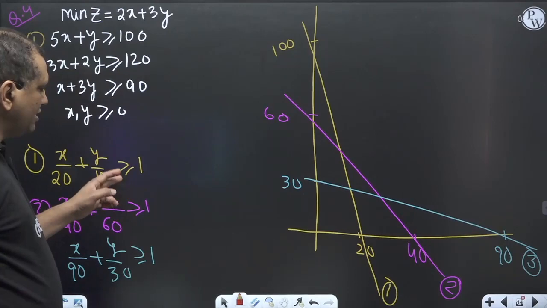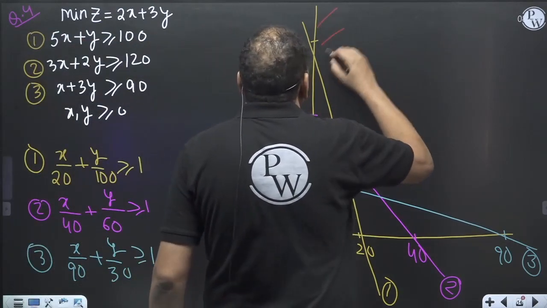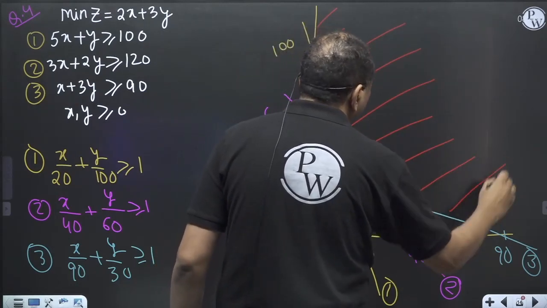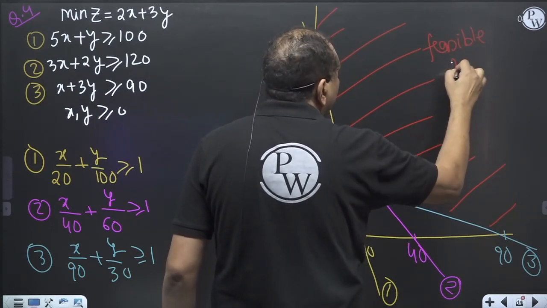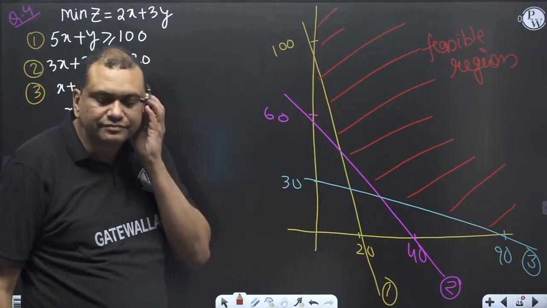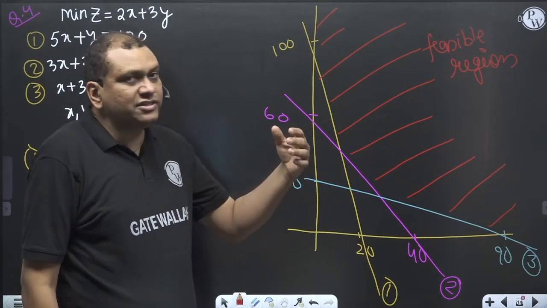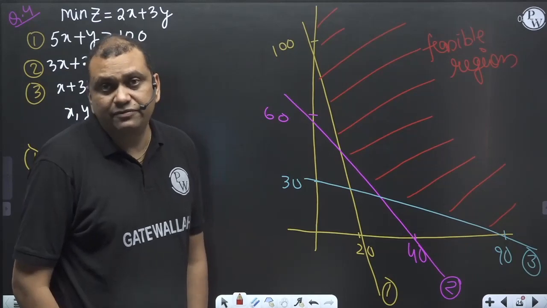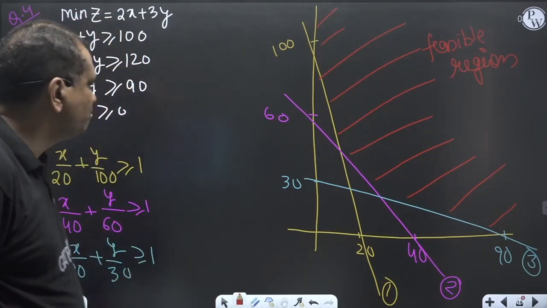So, all the regions will be away from the origin, and the common region is this. This is the feasible region. And the feasible region extends to infinity.